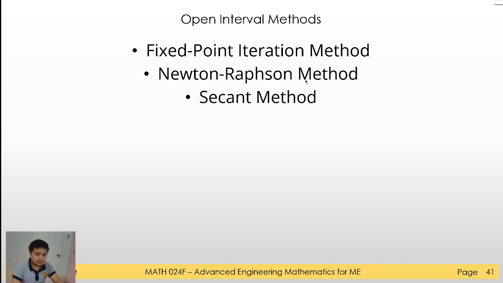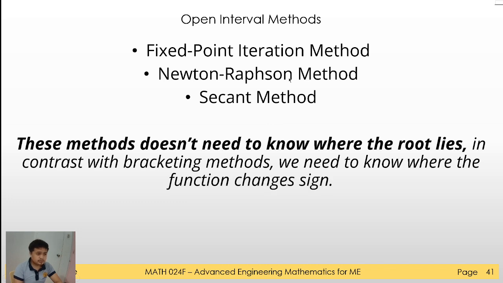Now, these methods don't need to know where the root lies, but instead we just want at least one first guess or initial guess, in contrast to bracketing methods wherein we first want to know at which points in the function the sign changes, to define where approximately the root is. And also, this is a much more general way to find the root of a given function.